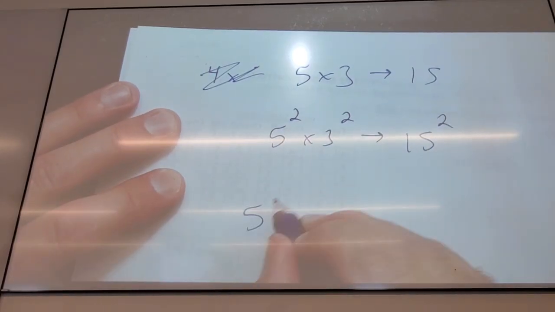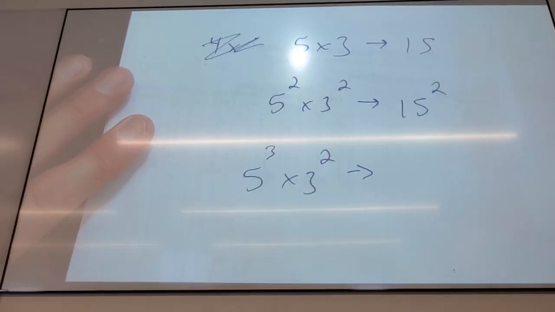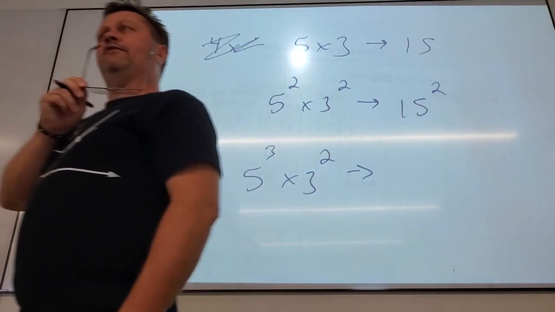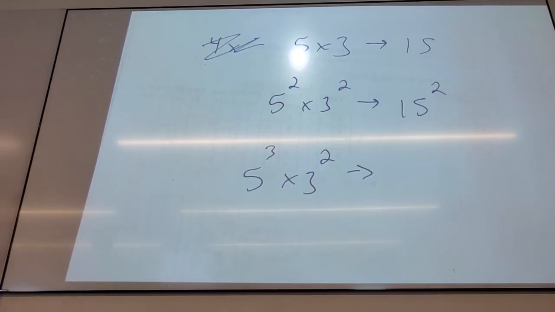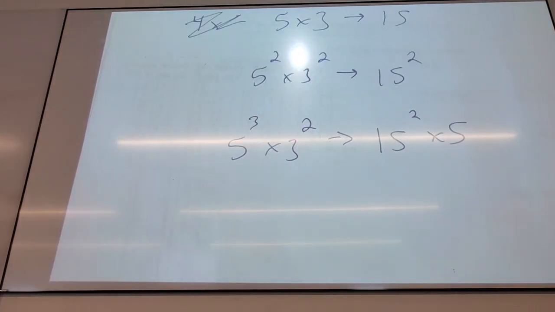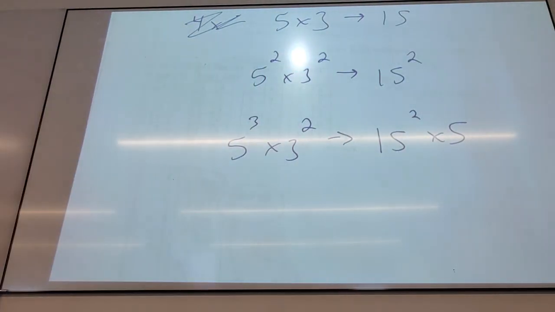So if I have this, can I still make some 15s? Can I make 3 15s? Why can't I make 3 15s? I don't have enough 3s. But how many 15s can I make? But what's going to be extra? Yeah, there you go. Isn't that what that Part B student did? Look back at Part B. That's exactly what that student did.